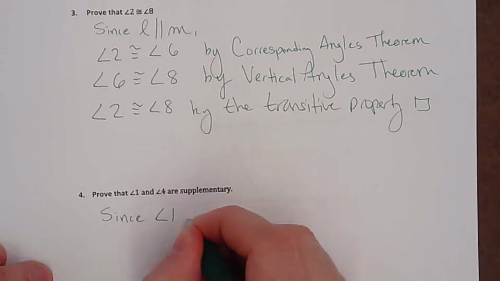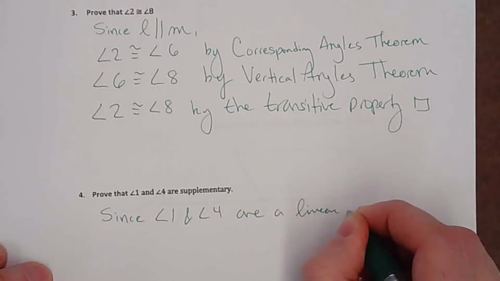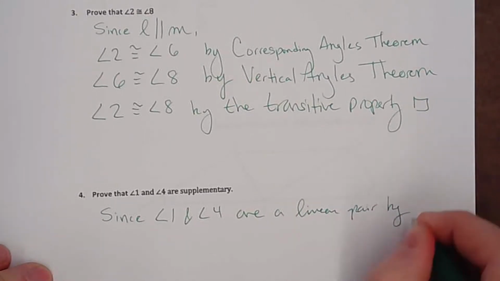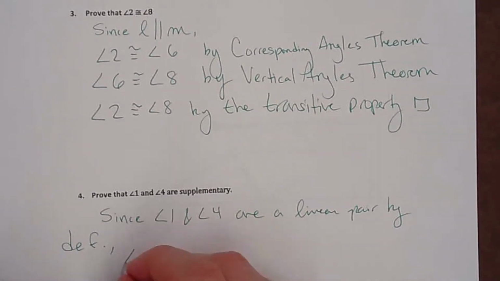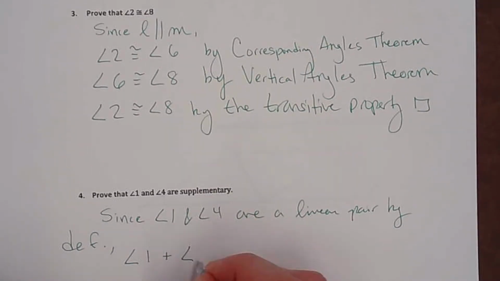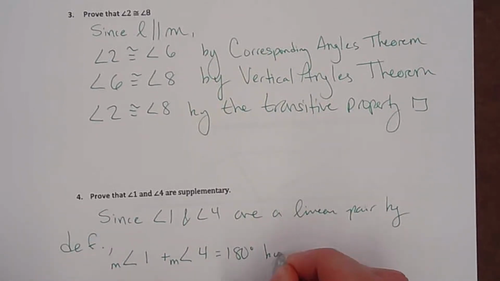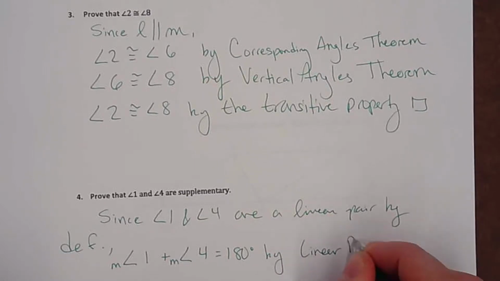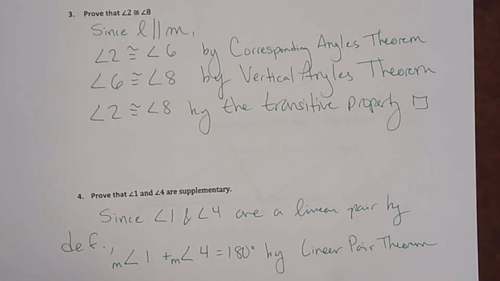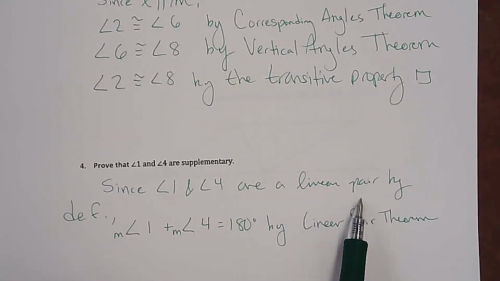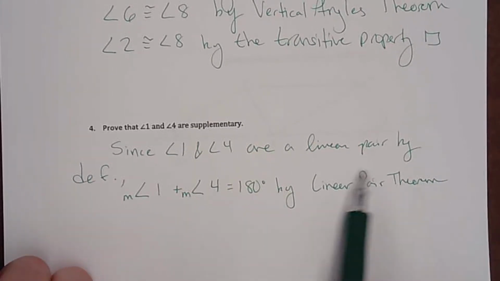Since angle 1 and angle 4 are a linear pair by definition, we know that angle 1 plus angle 4, the measures, equal 180 degrees by linear pair theorem. Linear pair theorem states that if they're a linear pair, which I just said they are, then they must add up to 180. So I wrote that. I know they add up to 180. How do I know it? Linear pair theorem.